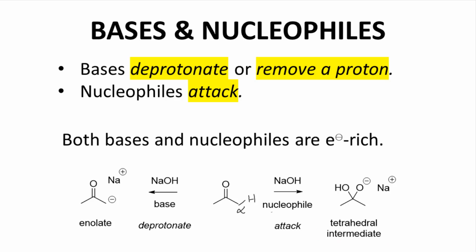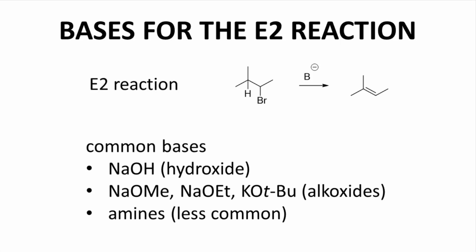Okay, let's talk about some specific bases. We'll start by discussing bases in the E2 reaction. At the top of the slide is an E2 reaction. The beta hydrogen of an alkyl halide is removed by a base, B-, and simultaneously the electrons in the CH bond form a CC pi bond and the halogen is ejected as a halide. Everything happens in one step.